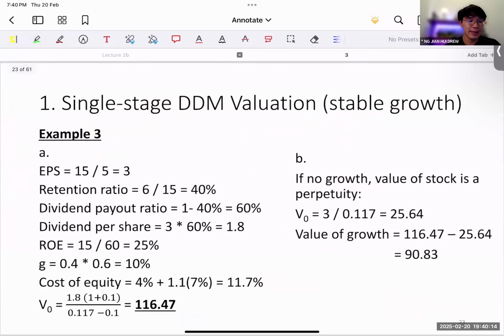Okay, so let's try to use this. We first calculate the earnings per share. We know that we earn 15 million and we have 5 million shares. So earnings per share is 3.